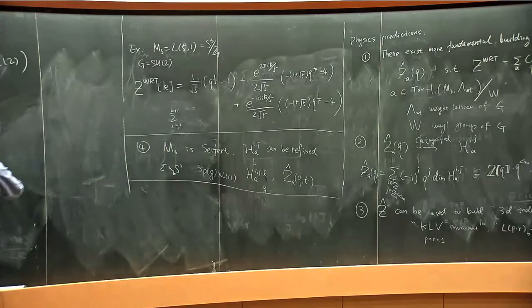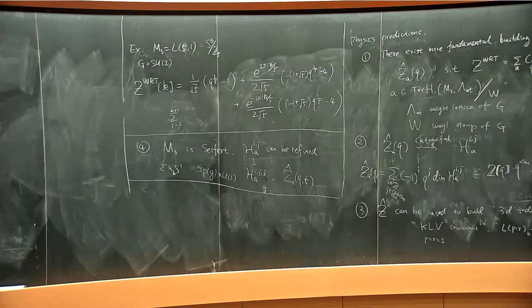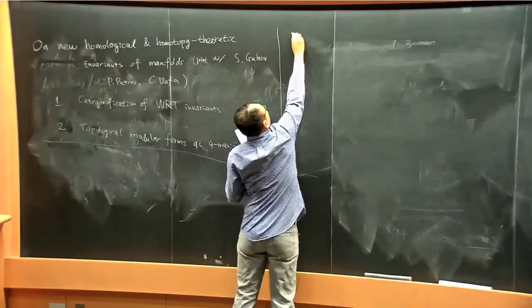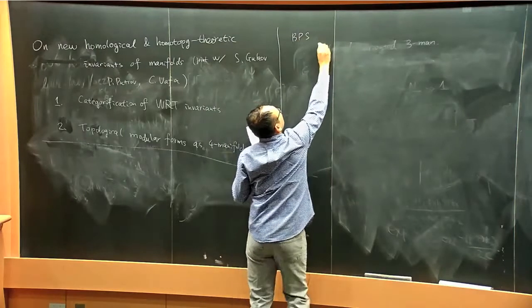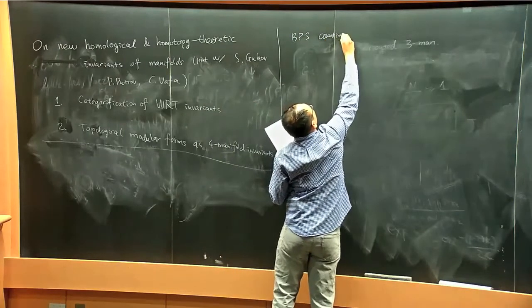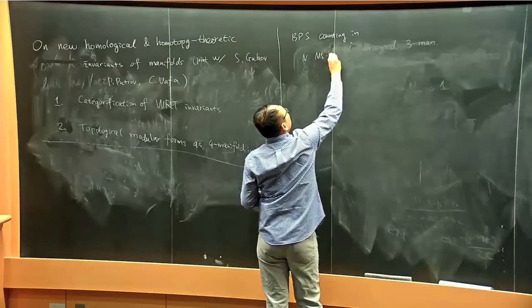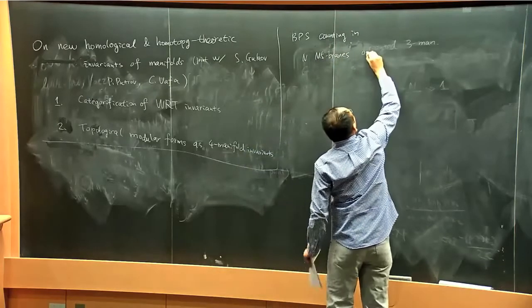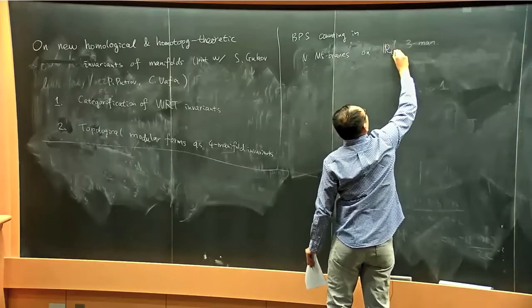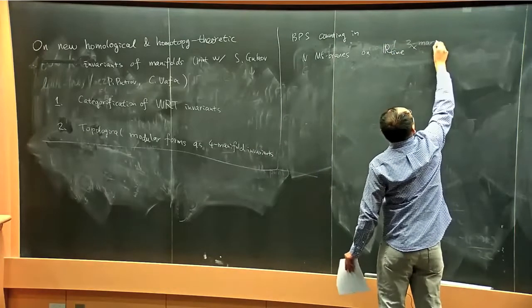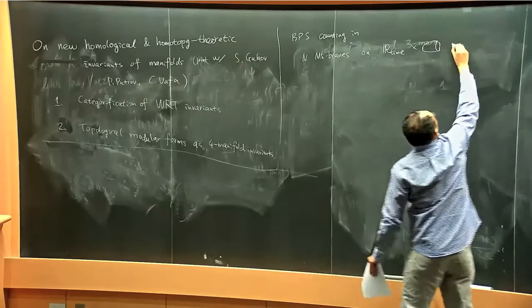So why does physics predict this long list of properties? Well, one first considers the following string setting. We count BPS states in the following geometry. We have N M5-branes on our R times the cigar times the three-manifold M3.